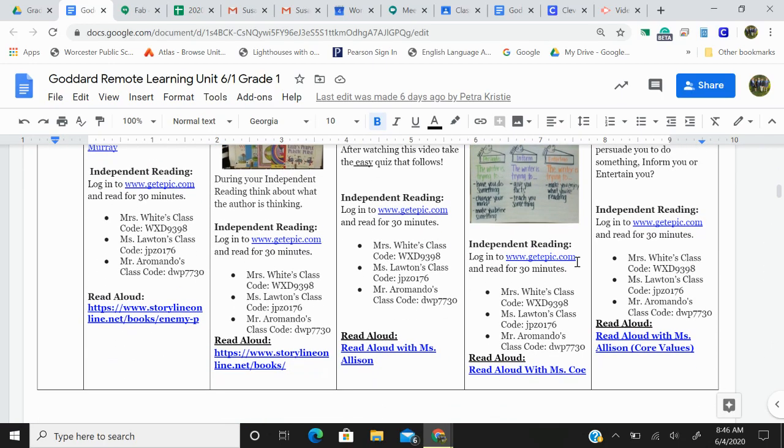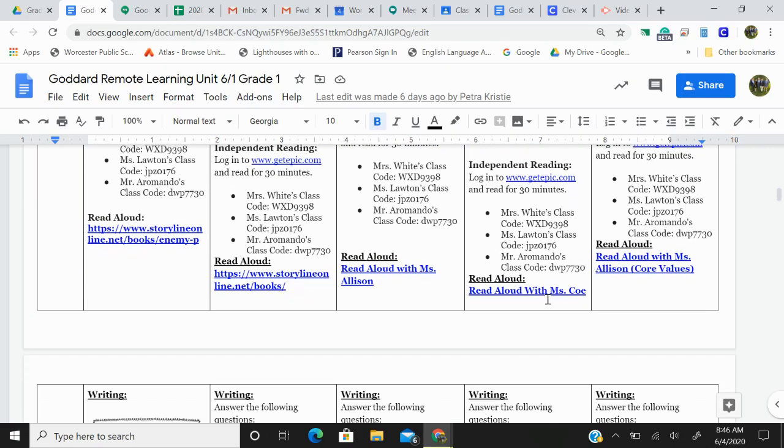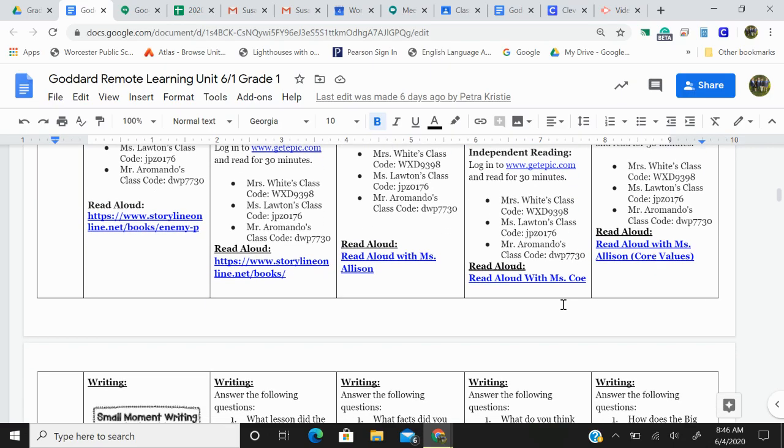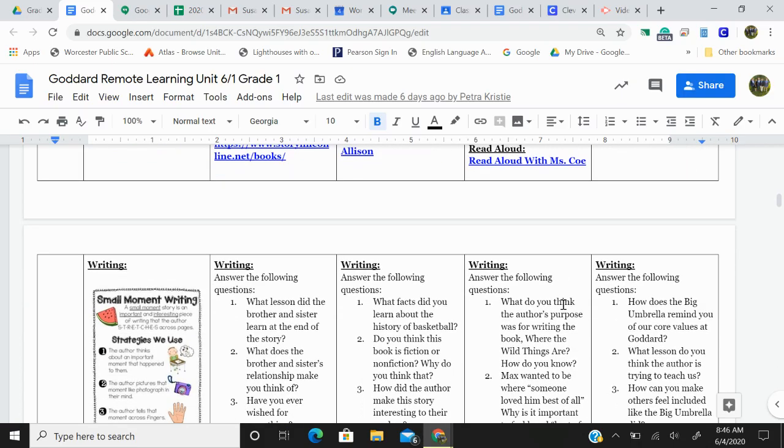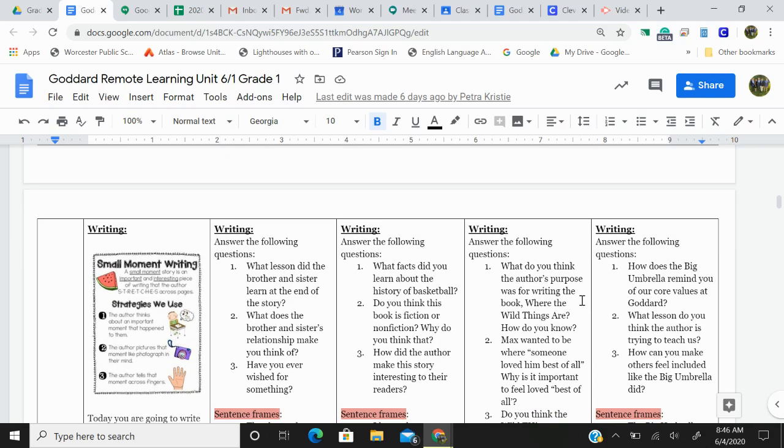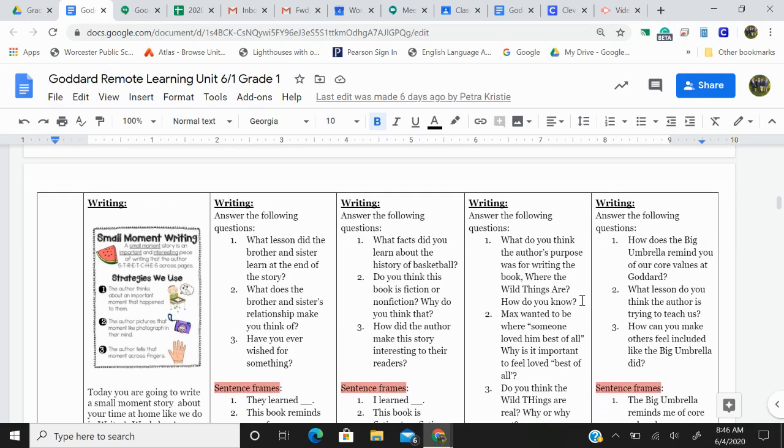For independent reading, log on to Epic and read for 30 minutes. Your read aloud today is a read aloud with Miss Co. For writing, you're going to answer the following questions about the read aloud. 1. What do you think the author's purpose was for writing the book Where the Wild Things Are? How do you know?